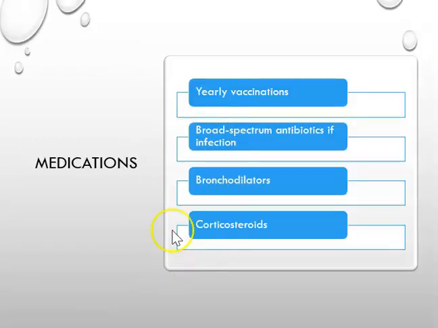Skipped one. So medications, yearly vaccines, again with these patients, we want to reduce the risk of respiratory infection. It could potentially cause an exacerbation. Antibiotics, if an infection is present, they would use broad spectrum. The study shows that patients with purulent sputum and increased dyspnea benefit from antibiotics even if there's no signs of infection. So make sure you're paying attention to research with that.